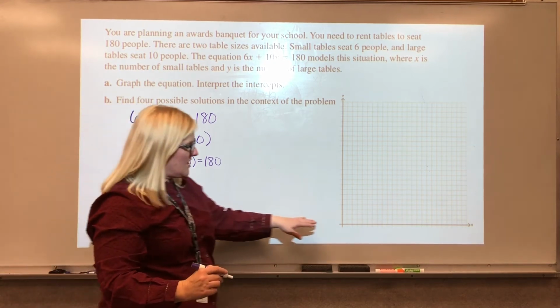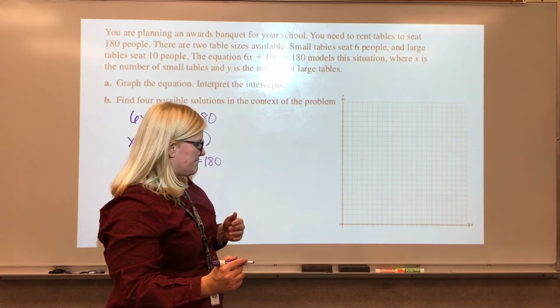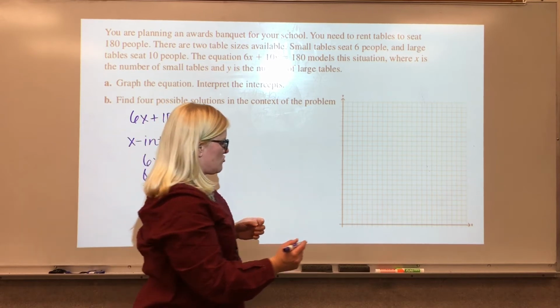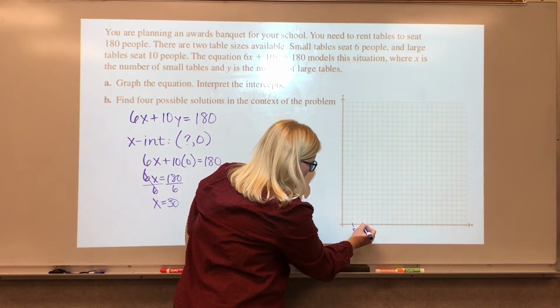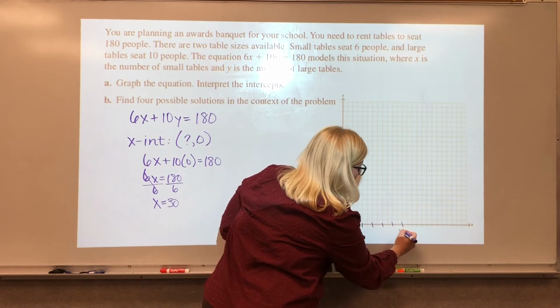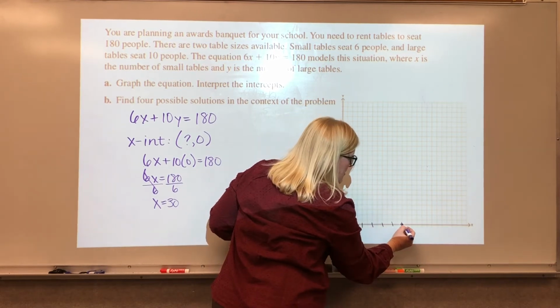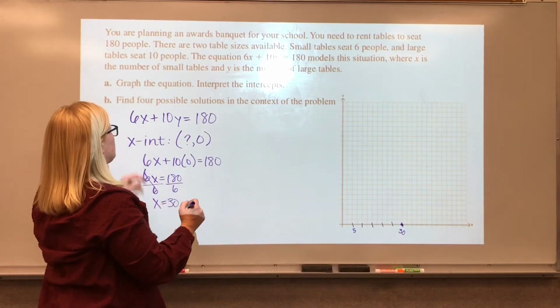Now I don't have any numbers on this number line, so I'll go by 5s. Every 2 is 5. So 5, 10, 15, 20, 25. Here's 30. So x equals 30 is my x-intercept.